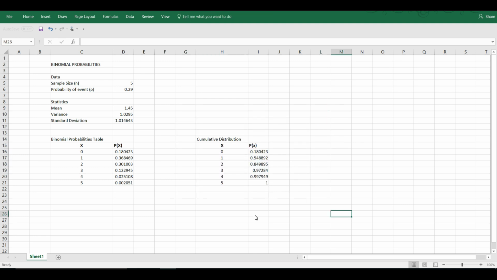That's it. That's how you use Excel to create a binomial distribution table and a cumulative distribution table.